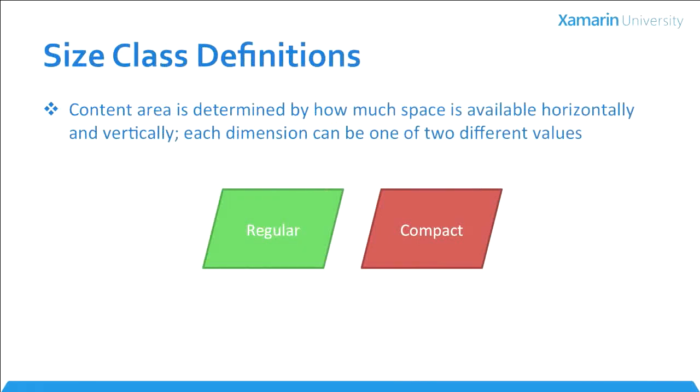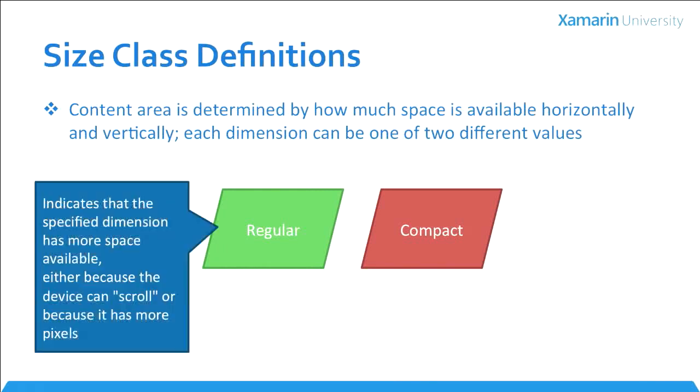So let's talk about these size classes. We have two types in iOS 8. We have regular and compact. Now the regular size class denotes either a large amount of screen space, such as an iPad, or a commonly adopted paradigm that provides the illusion of a large amount of screen space. A good example of that is vertical scrolling on an iPhone. And we'll talk about that a little bit more in just a couple of minutes.